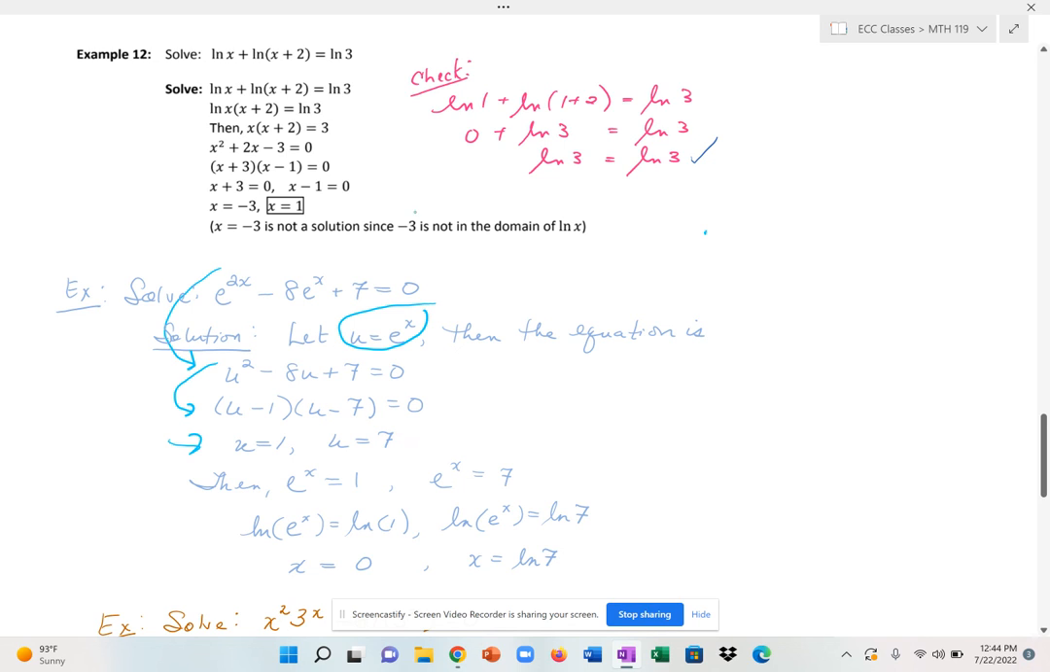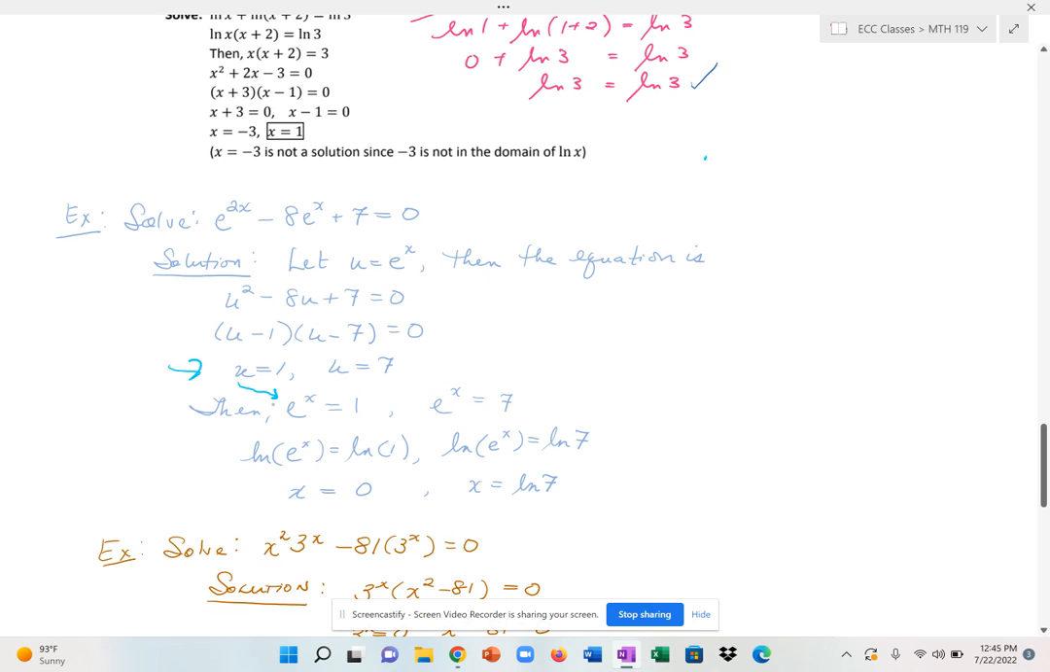But these are not the solutions for this equation. This equation is in terms of x. So I now have to use those two answers in order to convert it back to the variable in terms of x. So if u equals 1, u is e to the x, so e to the x must equal 1. And if u equals 7, then e to the x must equal 7. But then how do you solve an exponential equation? And this goes back to the very first problem I did. I'm going to take the natural log of both sides of this equation.